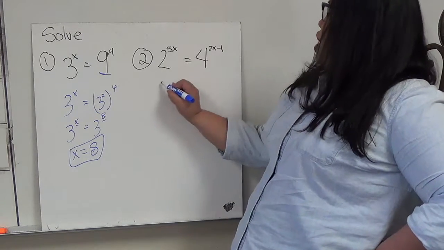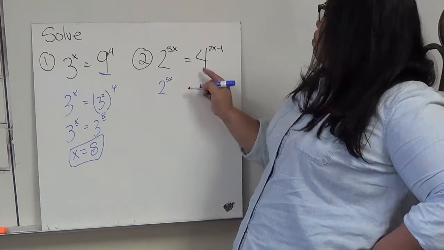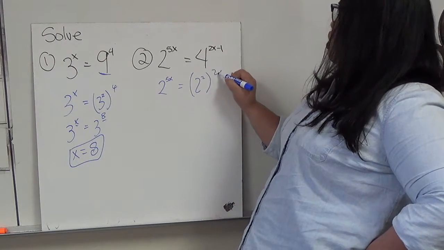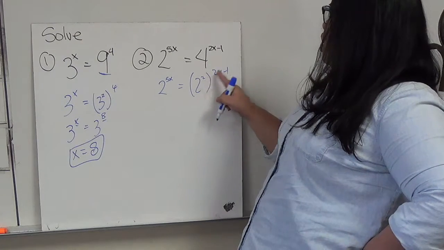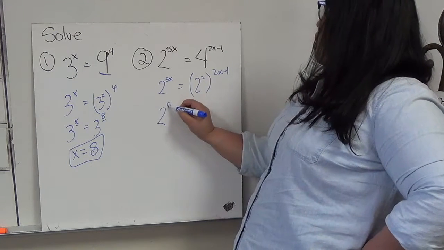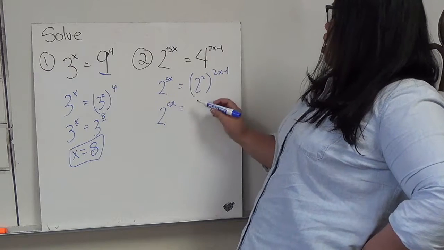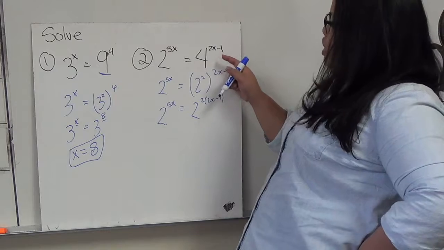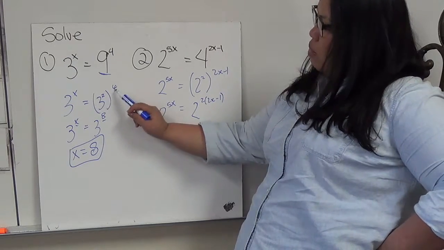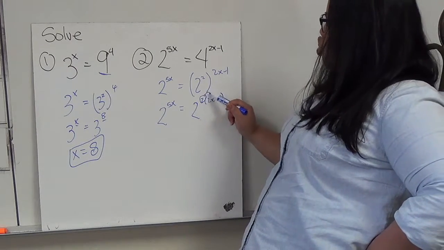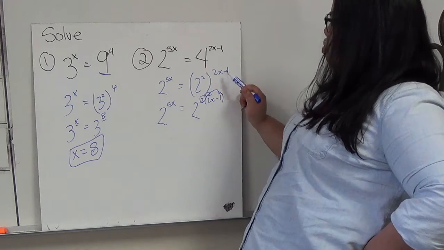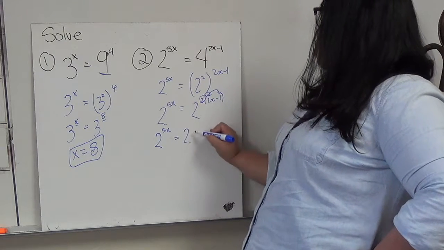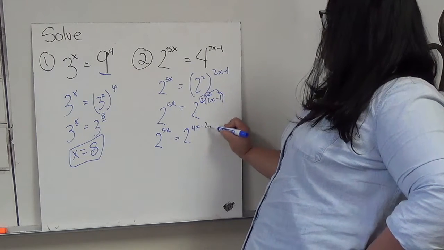This one is the same thing. I have 2 to the 5x equals 4 to the x minus 1. This base is not the same, but 4 is the same thing as 2 squared, right? Now on this one, I multiply. I'm going to bring this down. But this is 2 times x minus 1. Because this is an equation, I can't just multiply 2 times 4. I have to take this 2 and distribute it to each term because there's a minus here. So this is 2 to the 5x equals 2 to the 2x minus 2.